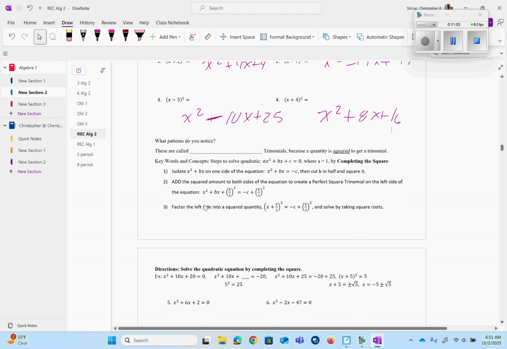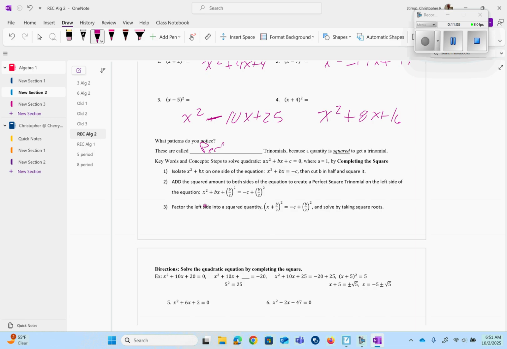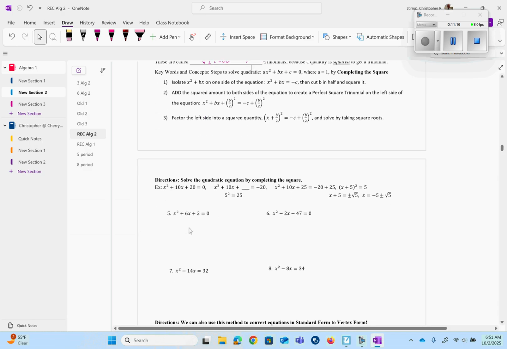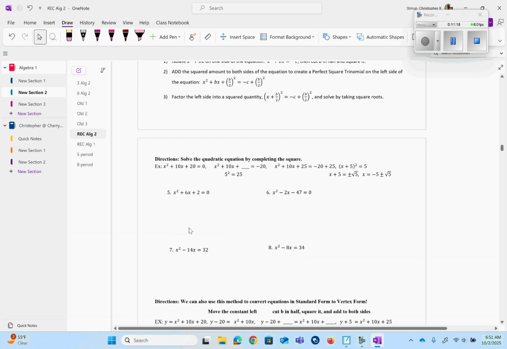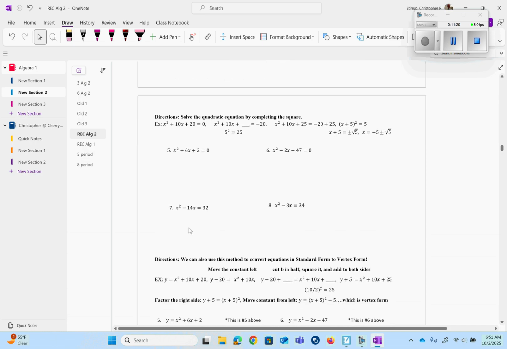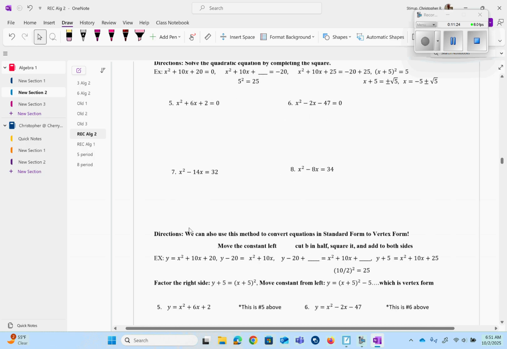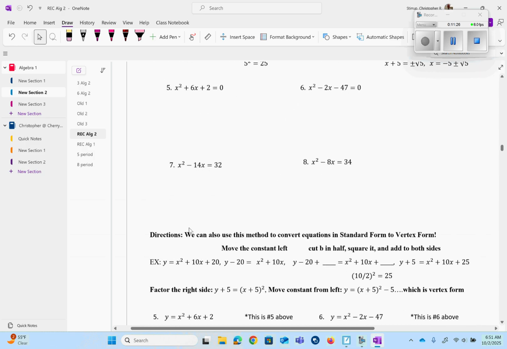They are called perfect square trinomials because the quantity is squared, you get the trinomials. And we work through doing all this. All right, so we want to complete the square on these. So follow my directions, what I do. Okay, we're going to complete the square.